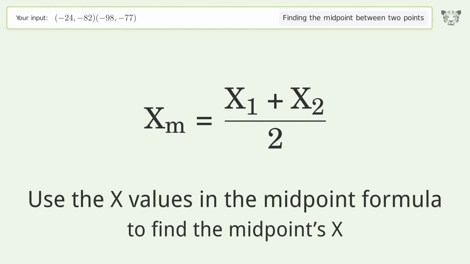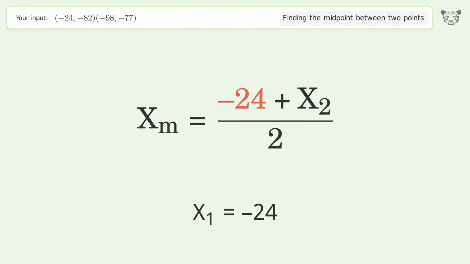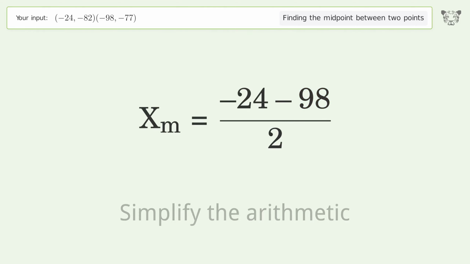Use the x values in the midpoint formula to find the midpoint's x. x1 equals -24. x2 equals -98. Simplify the arithmetic.